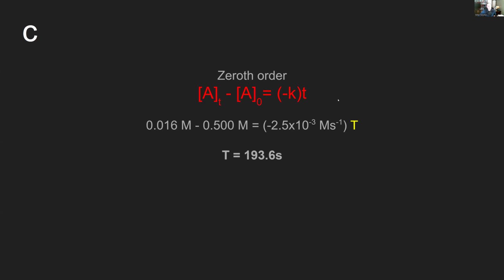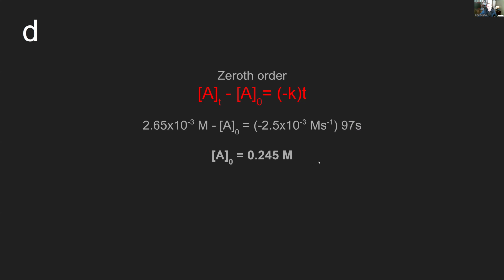The next problem, you'll notice that the concentrations are now plugged in, and I have k plugged in. We're solving for t over here in yellow, and you have 193.6 seconds. Part C, same deal, except this time we're solving for the initial concentration, which is A at time 0. Plug in those numbers, and you should be able to get 0.245 molarity.